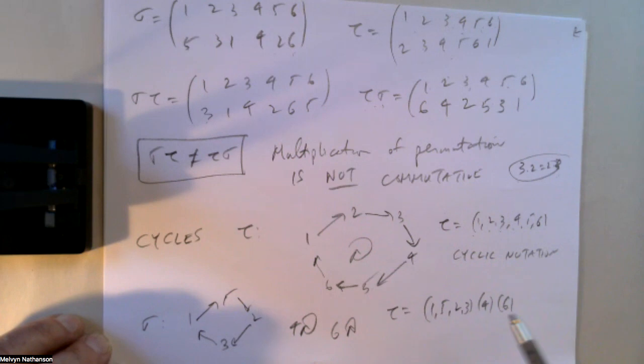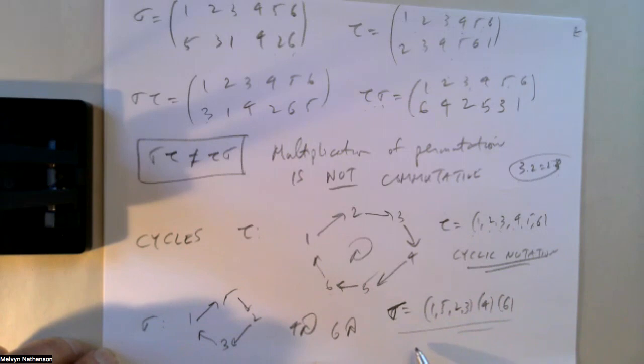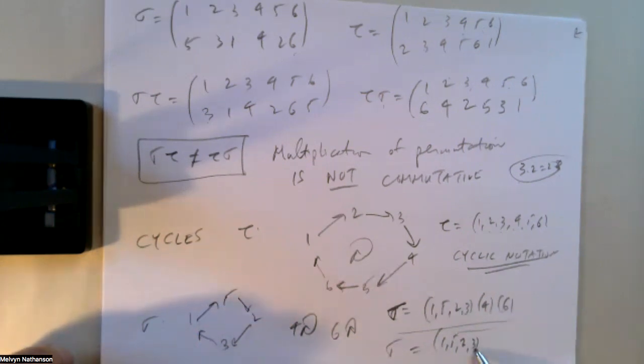So using cyclic notation, we can also write sigma in this form. And usually we would just write (1 5 2 3), because if you don't have a 4 or a 6 here, that just means 4 goes to itself and 6 goes to itself.